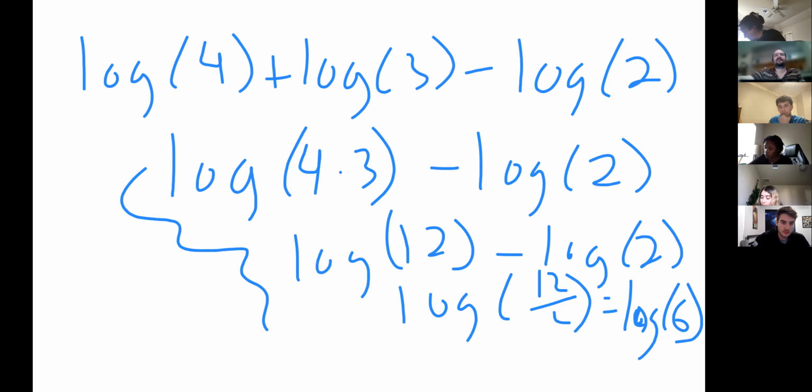Any questions about this one? You mean he multiplied 4 times 3, which is 12. 12 over 2 is 6. Yes. So we're multiplying the 4 and the 3 to get 12, and we're dividing by that 2 to get 6.